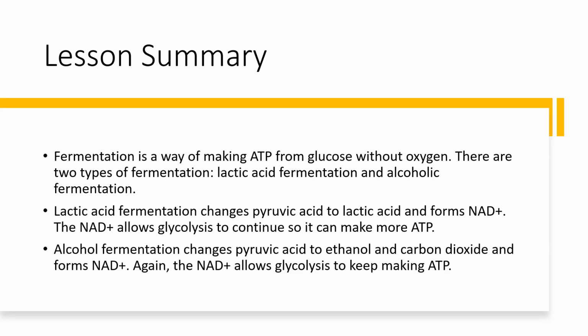In summary, fermentation is a way of making ATP from glucose without oxygen. There are two types of fermentation: lactic acid fermentation and alcoholic fermentation. Lactic acid fermentation changes pyruvic acid to lactic acid and forms NAD+. The NAD+ allows glycolysis to continue so that it can make more ATP. Alcoholic fermentation changes pyruvic acid to ethanol, an alcohol, and carbon dioxide, and forms NAD+. Again, the NAD+ allows glycolysis to keep making ATP.